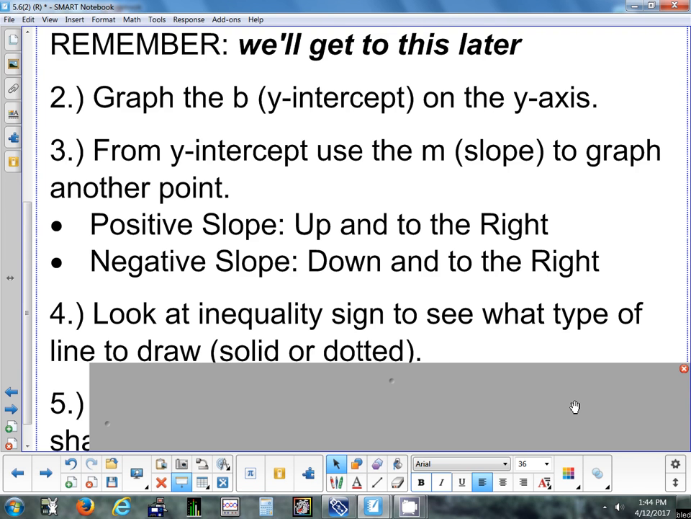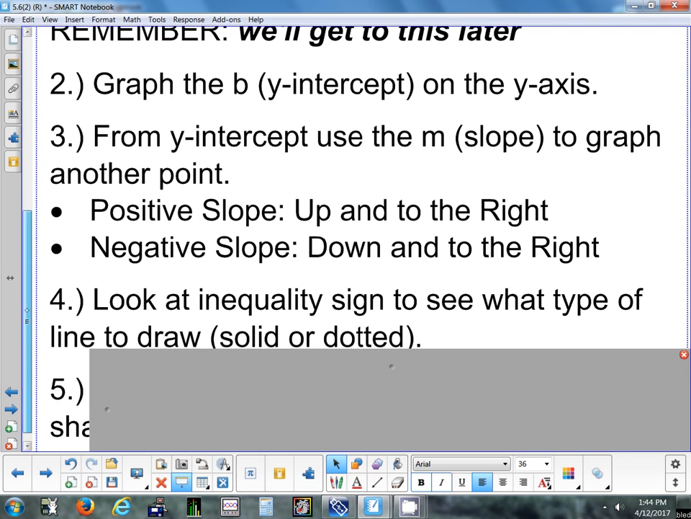All right, when I was working with Sai today, she mentioned something about a mustache. That's how she remembers it. You don't have to memorize it. You're going to have the chart available to you on the reference sheet if you copy it down from your notes. So look at the sign and see what type of line to draw.